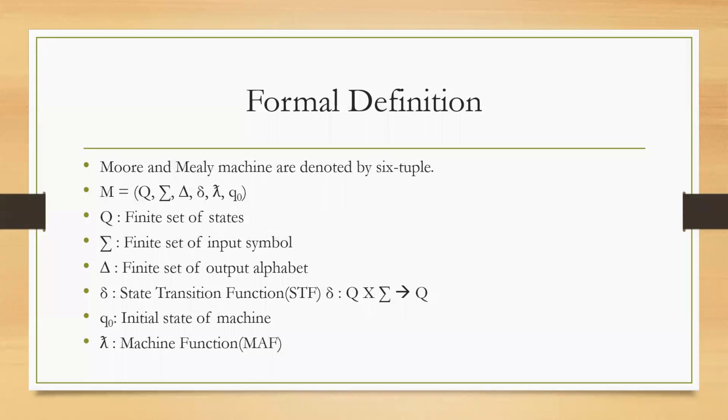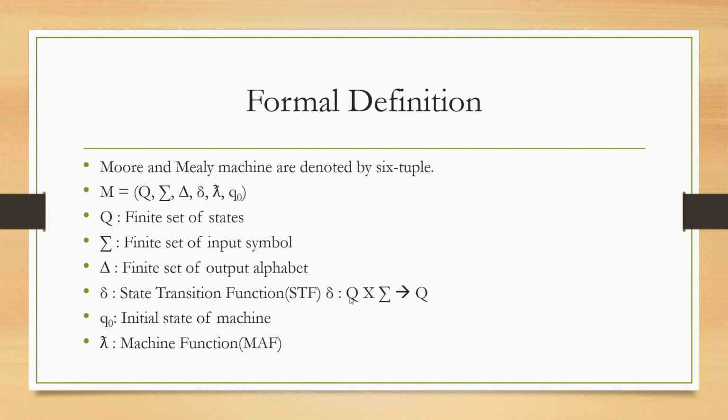Then delta, here capital delta is used to denote the output alphabet. So this capital delta is a collection of symbols that you will be using to generate or to show the output. So that is the reason here it is capital delta. It is a new thing which is added. Then small delta, the meaning is the same as in the previous finite automata. So small delta is nothing but the state transition function.